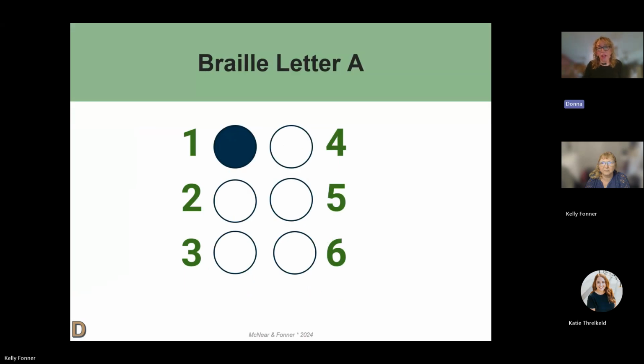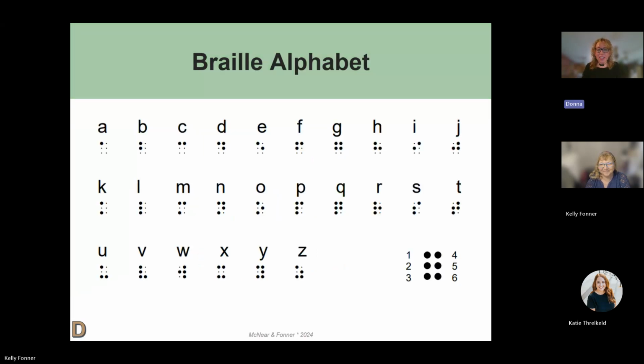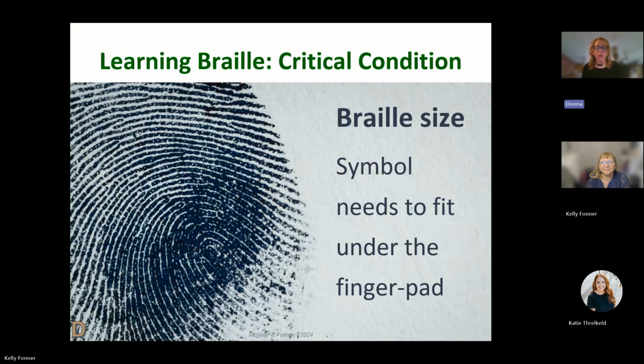Then, for example, the letter A is dot 1. So in this slide, you see a Braille letter A. Now, this is designed for sighted people to learn the concepts. And here is a reference sheet for the Braille alphabet, and you can see all the letters from A through Z. This is a good reference for you.